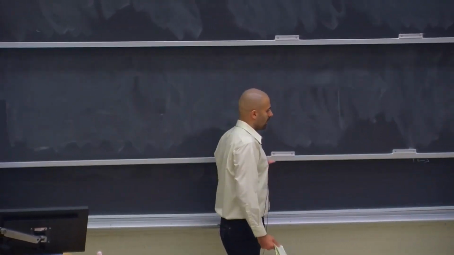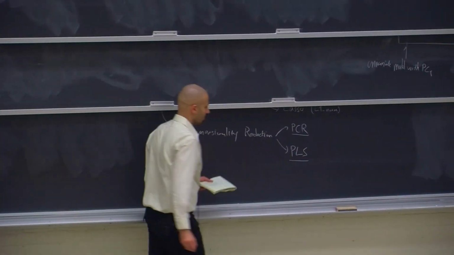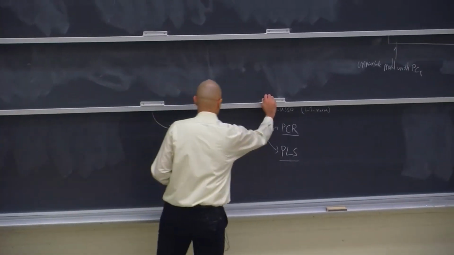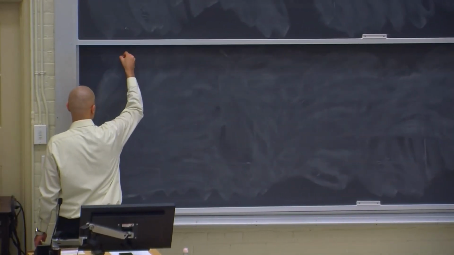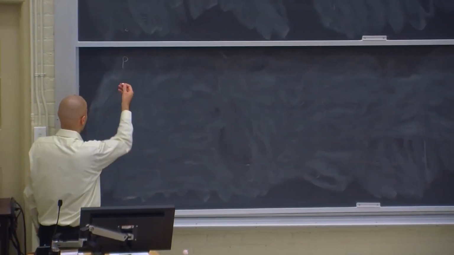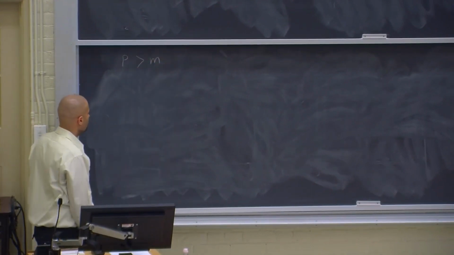So today we're going to talk about PCR and PLS. These are methods for finding those linear combinations. The problem from the beginning was that P was large, so we don't want a model with P predictors. Instead, we want a model with M predictors.